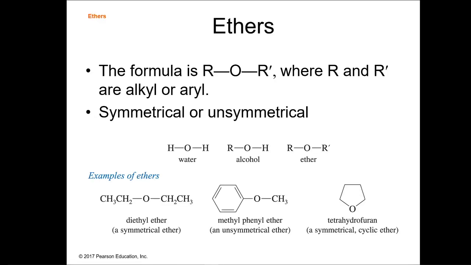Ethers are carbon, oxygen, carbon, and they can be symmetrical or asymmetrical. You go from water, which is bonded to 2 hydrogens, to an alcohol, which is bonded to 1 carbon and 1 hydrogen, to an ether, which is bonded to 2 carbons. They can be symmetrical, like diethyl ether or tetrahydrofuran, THF. They can be asymmetrical or unsymmetrical, like methylphenyl ether, as you can see here.